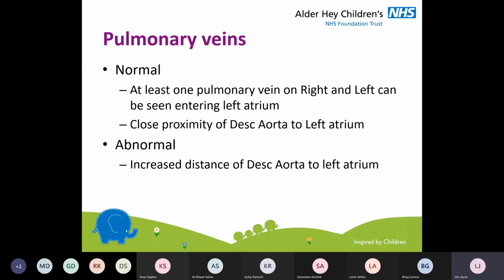But obviously, if it is more extensive and you see it elsewhere, then it's a cause for concern. So as I said earlier on, pulmonary veins, you should see at least one right and one left entering the left atrium. There should be close proximity between the left atrium and the descending aorta. If there's an increase in distance, then you worry about anomalous pulmonary veins.